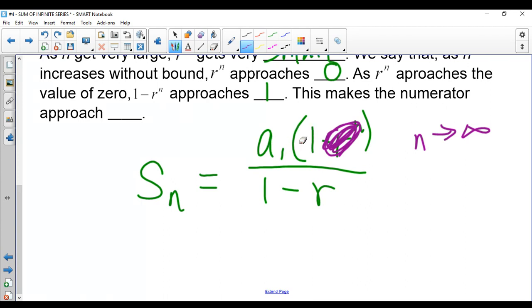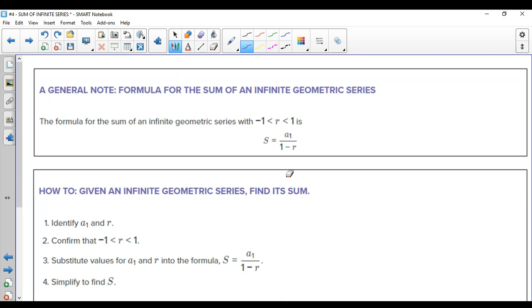And then what happens to the top? Well, a sub 1, the first term times 1 is just going to be the first term. So therefore, we got our formula. The sum of an infinite series is what you see here: a1, your first term, divided by 1 minus the ratio, or the common ratio. And I put that a little bit more definitively in this next slide.